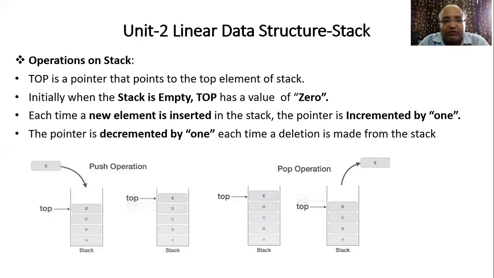Now see here. This is one kind of pointer that points to the top element of the stack. Initially, when the stack is empty, top has a value of 0. Whatever algorithm we are going to discuss, first we have to assume this thing. In the algorithm we mention the term top, but you should know the initial value. So initially we assume that the stack is empty and top has a value of 0.